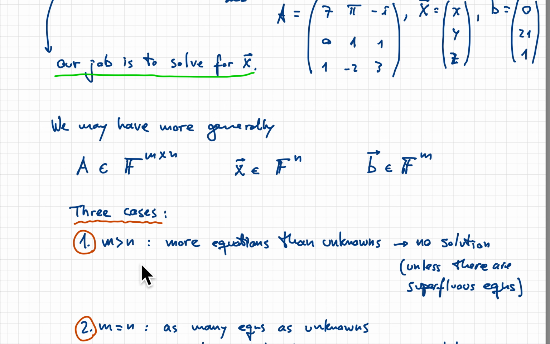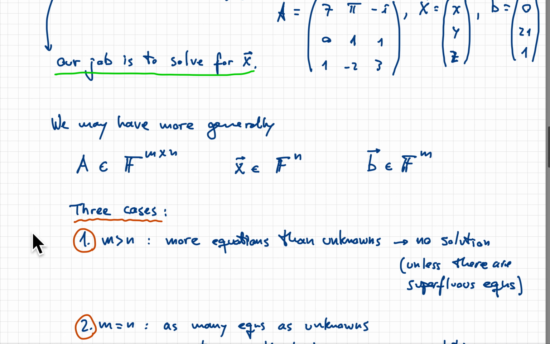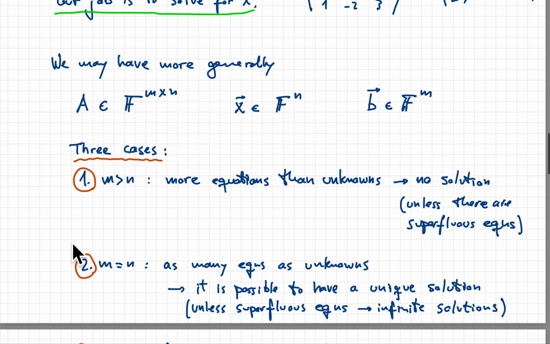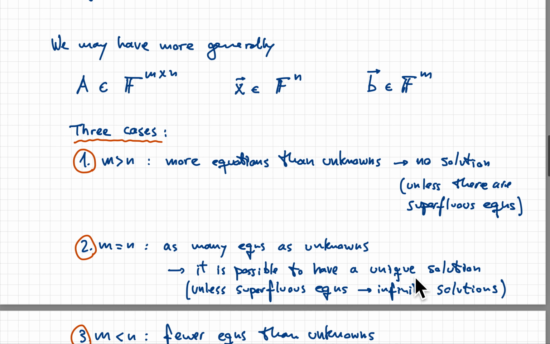So you're over-constraining the problem, and so typically there will be no solution, except in special situations where some of the equations that you have are not really constraining anything beyond some other equations that you still have in your problem. And so then you remove the superfluous ones, and then you may find yourself in this situation where m is equal to n. You will have as many equations as unknowns, and so it's possible to have a unique solution. So you may have as many equations as unknowns.